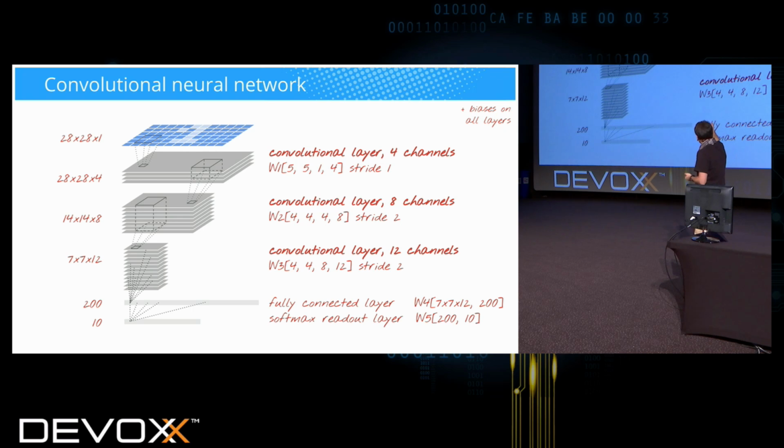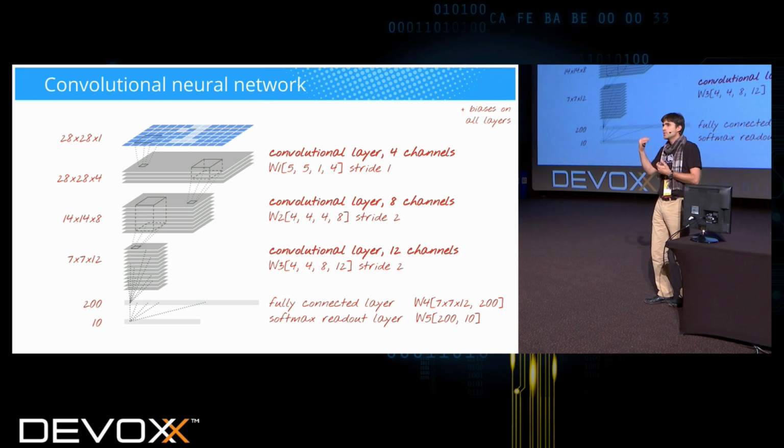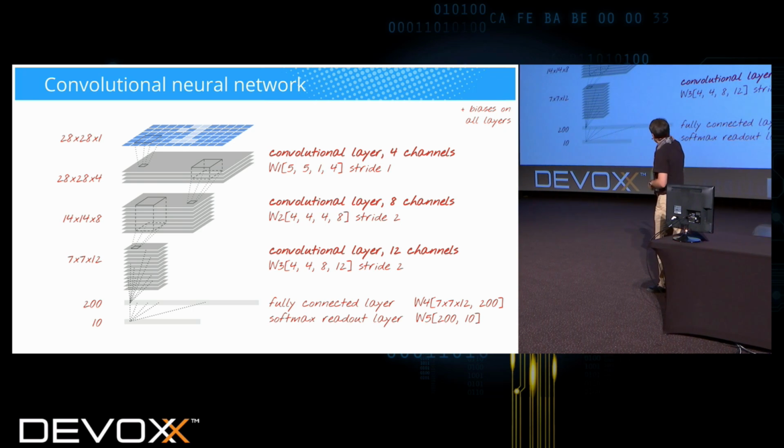Third layer, patches of 4 by 4, the first 2 numbers, reading in 8 channels of information, because that is what we produced in the previous layer. And we do this 12 times, again, a stride of 2. So now our planes of results are only 7 by 7, going down from 14 by 14 to 7 by 7. And now we apply a fully connected layer.